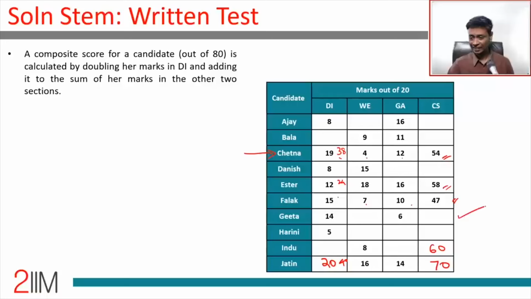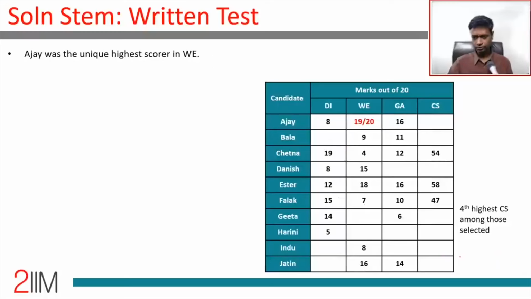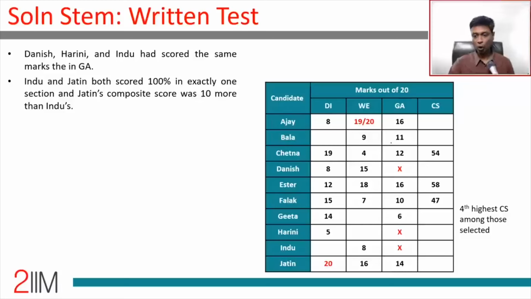We know that Geeta is in, Indu is in. Obviously, Jatin should also be in. He scored more than 14 in 2 sections and he scored a higher composite score than Indu. Right? Wonderful. And we know that Ajay should have got 19 or 20. We also know that Danish, Harini and Indu have scored the same mark in GA. We know Jatin has got 70, we know Indu has got 60. Jatin is in, Indu is in, Geeta is in. Wonderful.